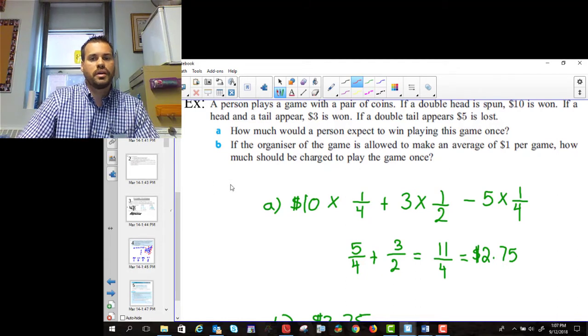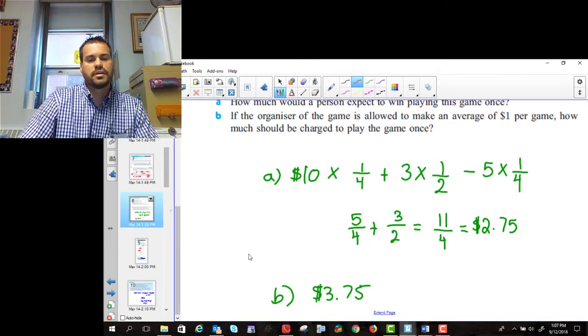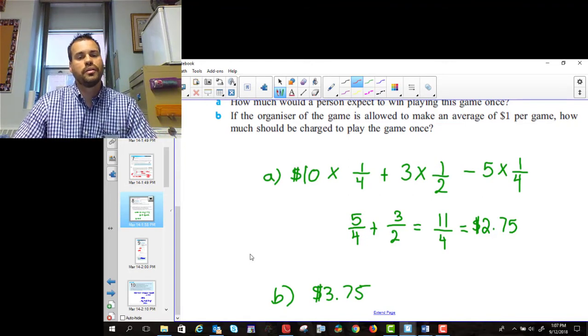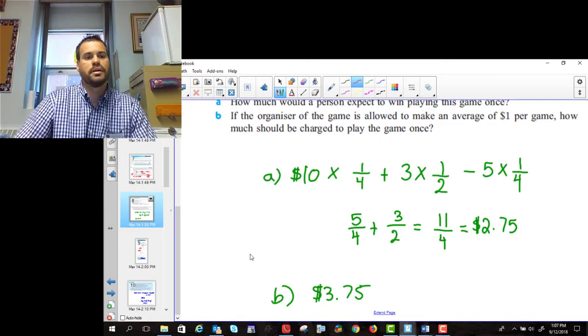So it says if the organizer of the game is allowed to make an average of $1 per game, how much should be charged? So if you average $2.75 by playing, the organizer is going to charge you $3.75 in order to ensure that they're making $1 a game. And this idea of expectation becomes important because it has a practical implication. If you can figure out what your expected return is, you can then figure out how much you should charge to make money. And obviously you want to try to make as much money as you can.